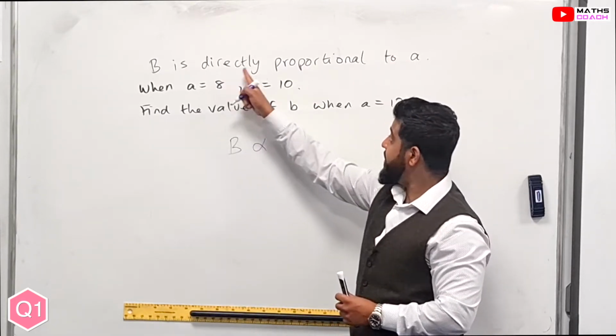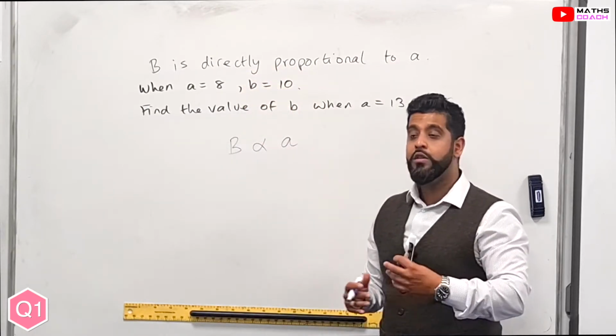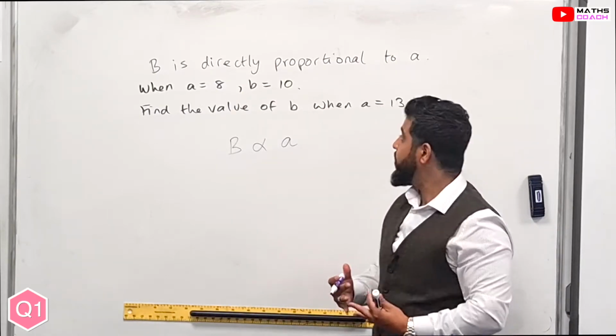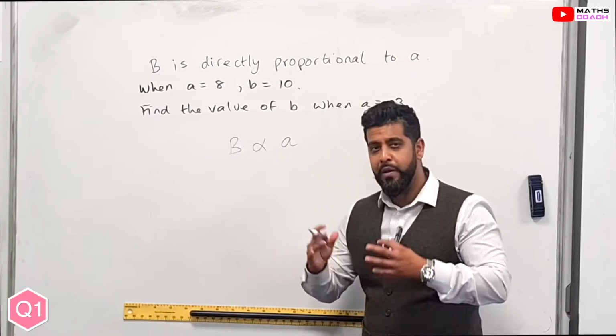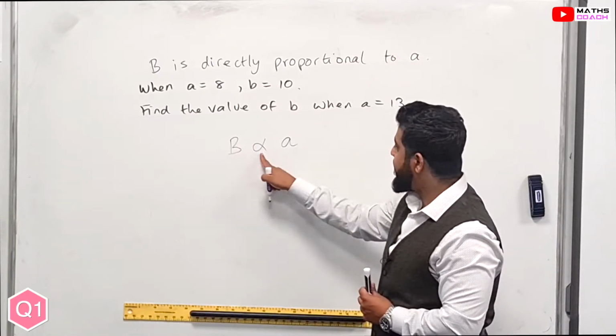Now, there may be different language used to indicate directly proportional. So you can say, for example, varies directly with A. So you might say B varies directly to A. It means the same thing. And we'll look at that as we do several questions, all right? So B is directly proportional to A.